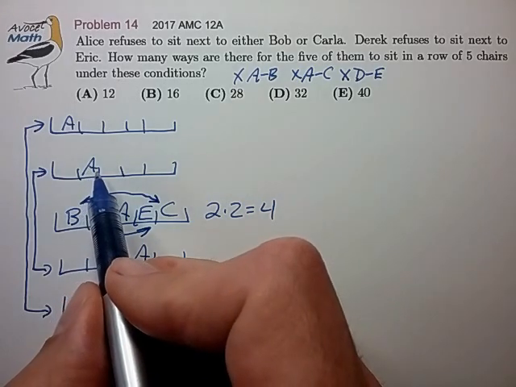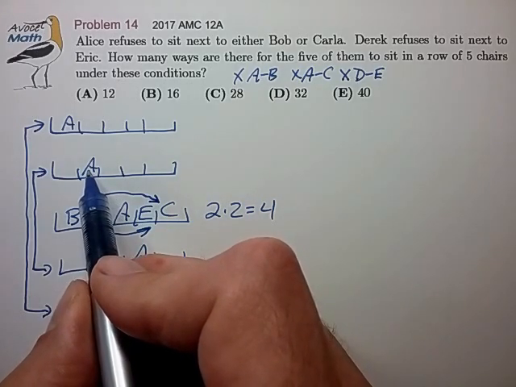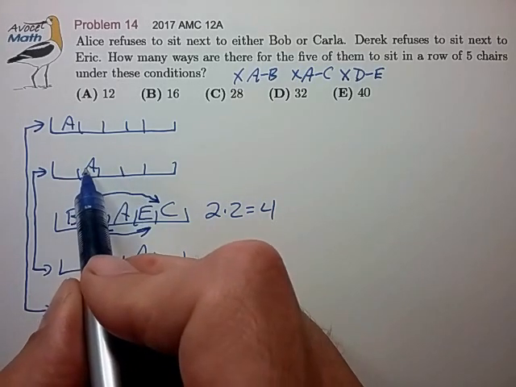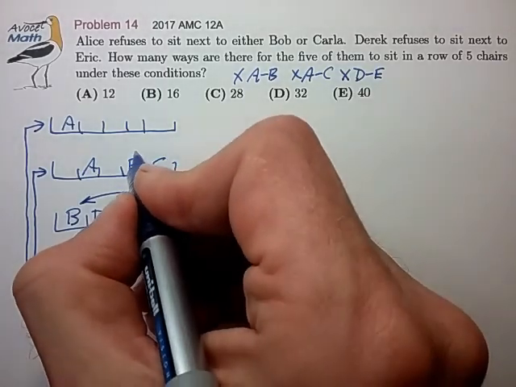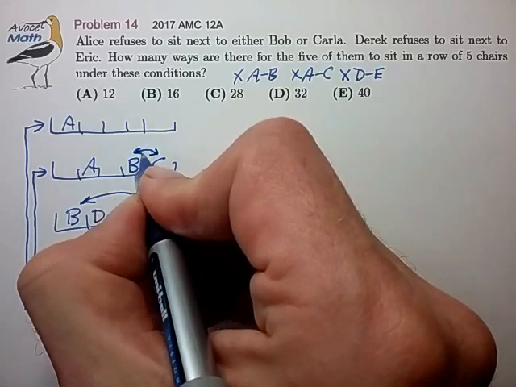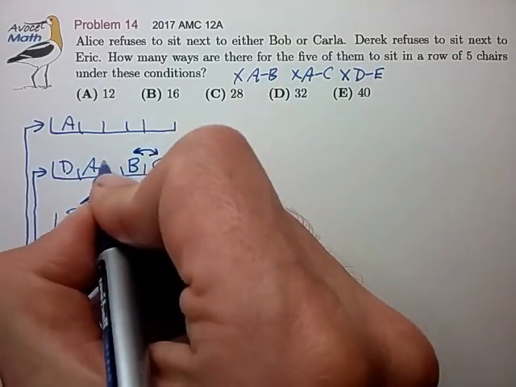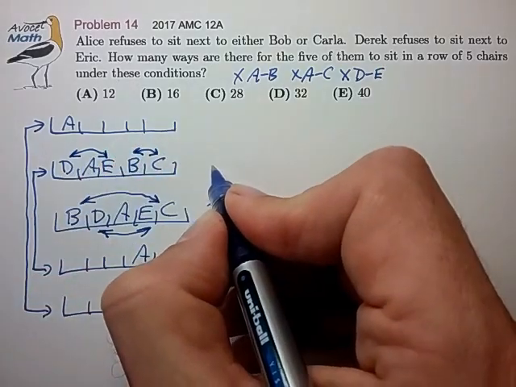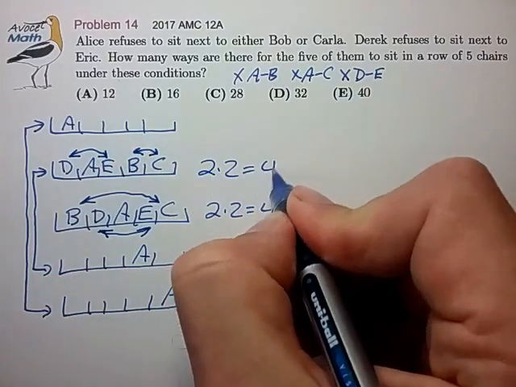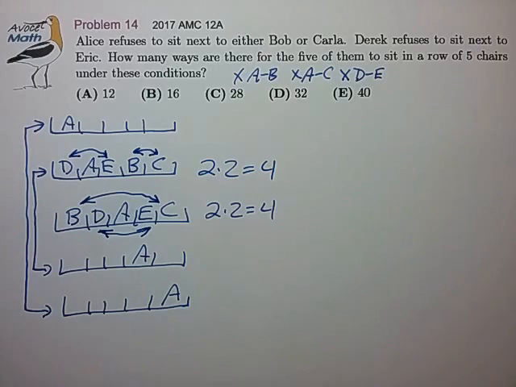Let's do the next one up. We have A in the second position. B and C can't be next to A, so B and C have to be in the fourth and fifth locations, or their positions could be swapped. And D and E are in positions 1 and 3, or their positions can be swapped. So again, that leads to 2 times 2, 4 possible cases.